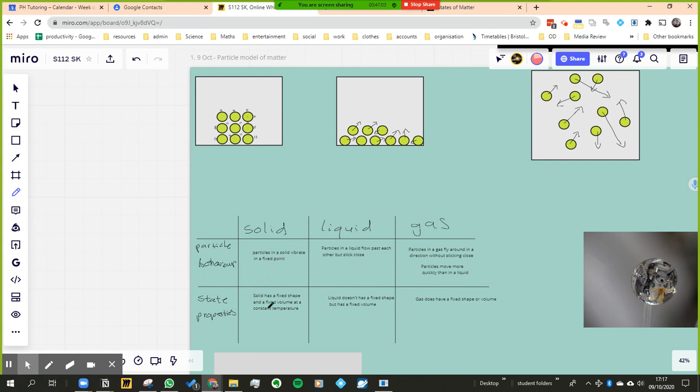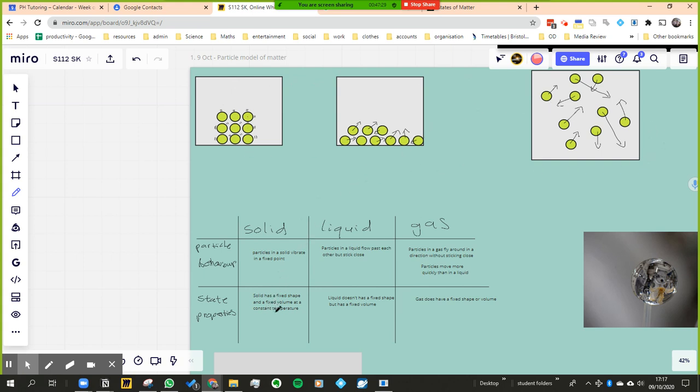So clearly none of us have ever actually seen a particle or an atom or a molecule in real life, but we have all seen water, liquids and gases, and we know how they behave. We need to be able to put those observations into words, and we need to be able to explain those observations using this model of matter, this particle model of matter.